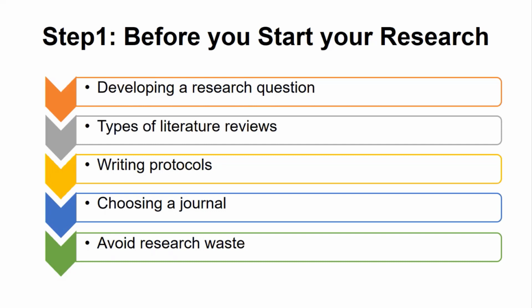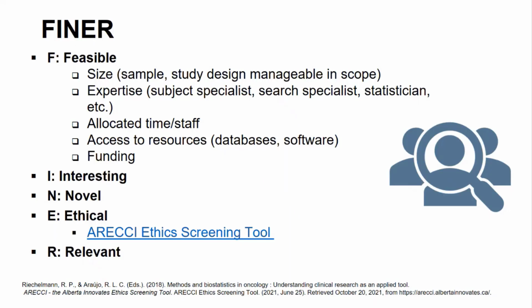Some of the elements you need to consider before you start your research are developing a research question, types of literature reviews, writing protocols, choosing a journal, and avoiding research waste. There are some tools that can help you to identify if your research question is feasible and answerable, such as FINER. Feasible. Size. For research involving humans, how many subjects would you need to include to answer your question well?